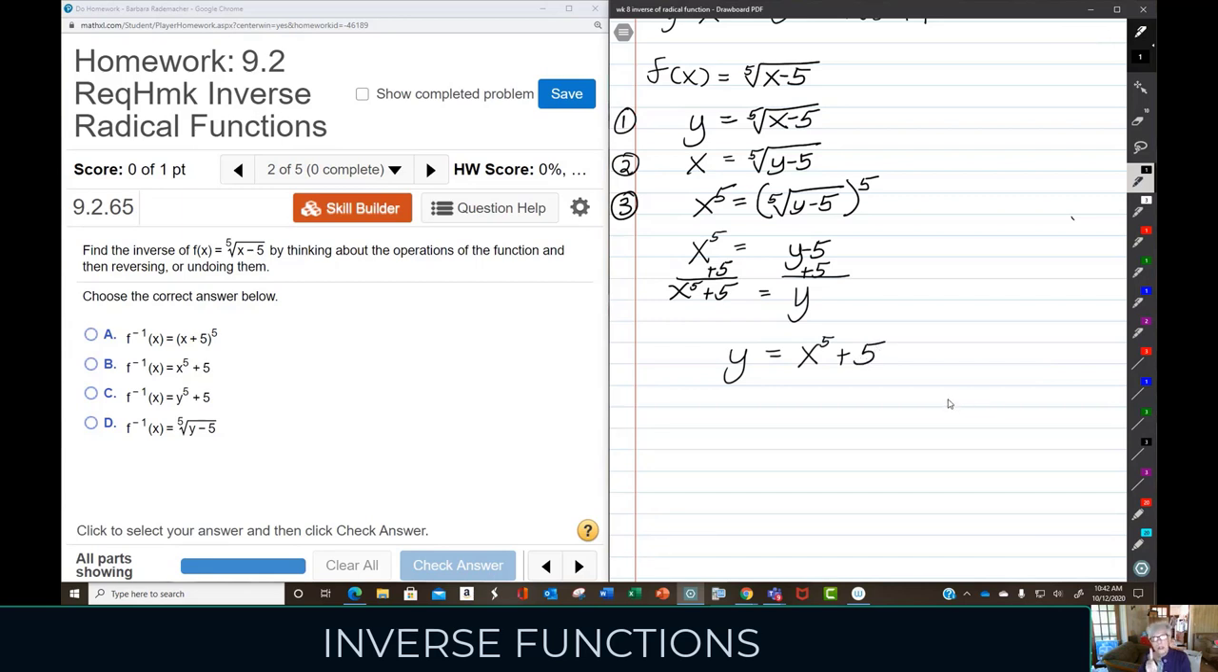Now, the last step, step 4. What y is now is it's the inverse of that function. The symbol for inverse function is f inverse of x.